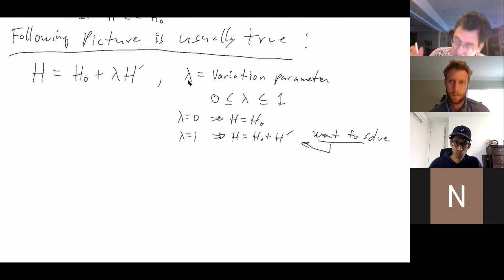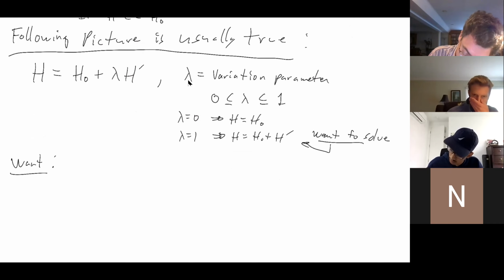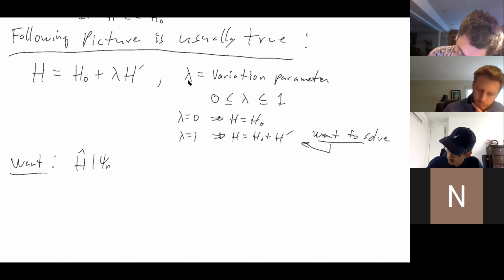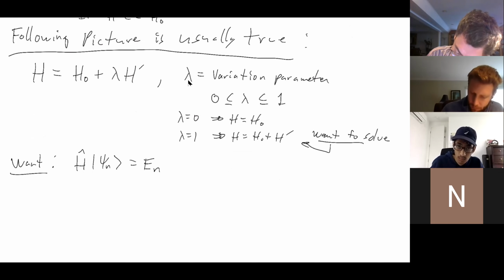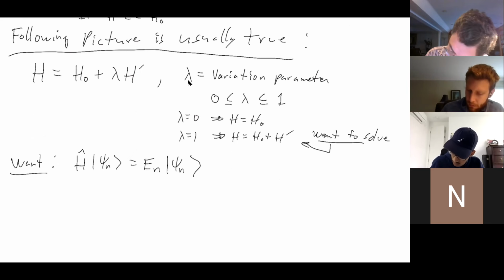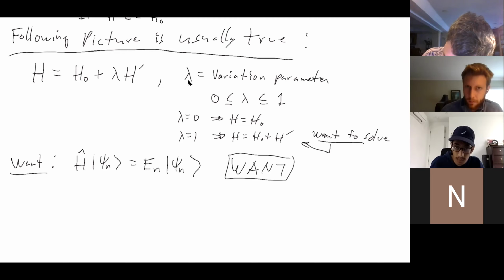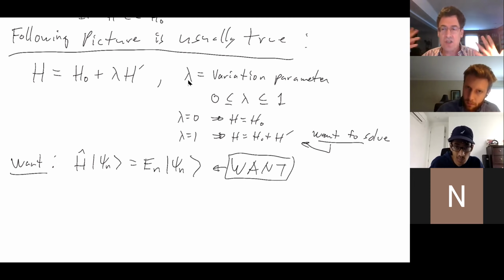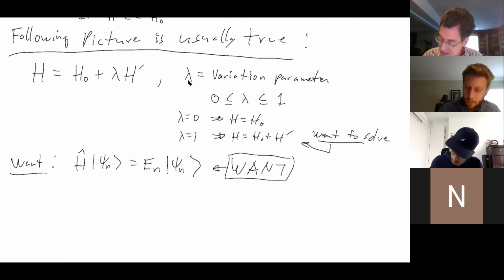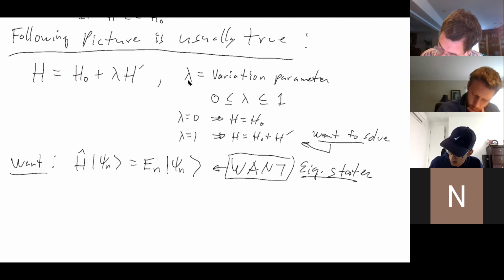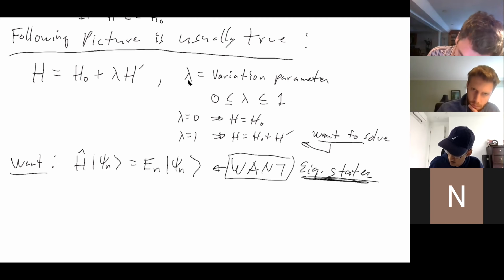Now, for us to solve a Hamiltonian, this is what we want. If I have H acting on some states psi n, then those states are equal to some energy times psi n. This is what it means to solve a Hamiltonian. We want the eigenstates. That's always the most important thing in quantum mechanics.